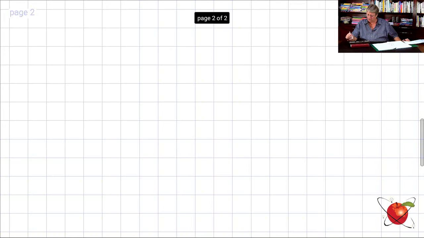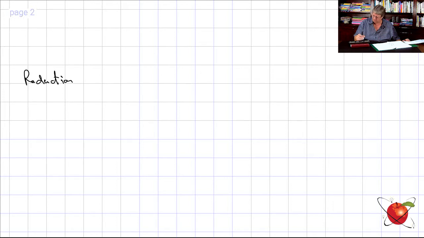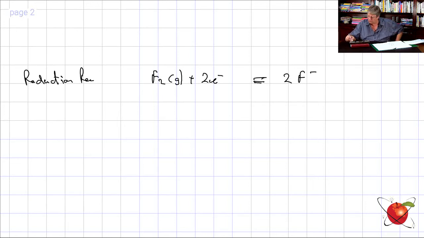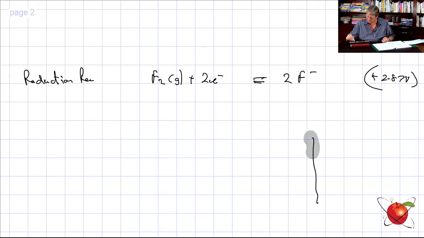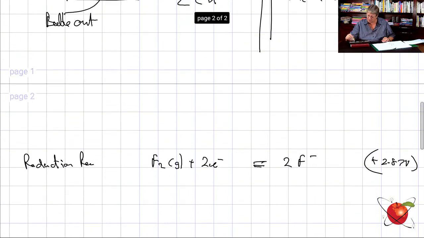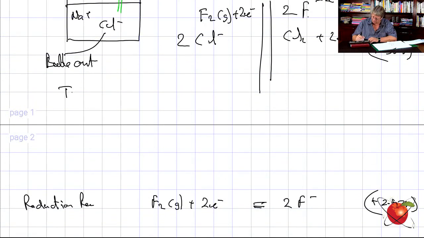So what do we do? Step 1, as usual, boring, you know it. You write down the reduction reaction. Reduction reaction is going to be F2 gas plus 2 electrons going to equilibrium 2F minus. Okay, that is at the bottom, plus 2.87. Then I'm going to go back up. I'm now going to go back up and I'm going to turn the oxidation around.